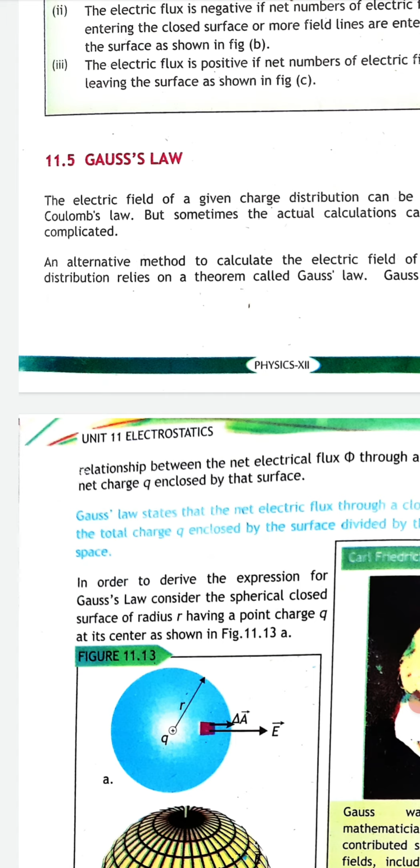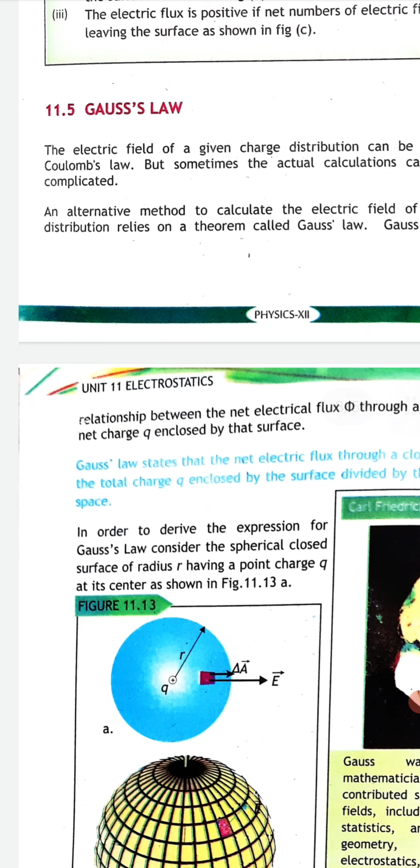So therefore, if we have the same electrostatic problem and I would like to solve it by using Gauss law, it will be easier to solve the same electrostatic problem by using Gauss law as compared to using Coulomb's law.